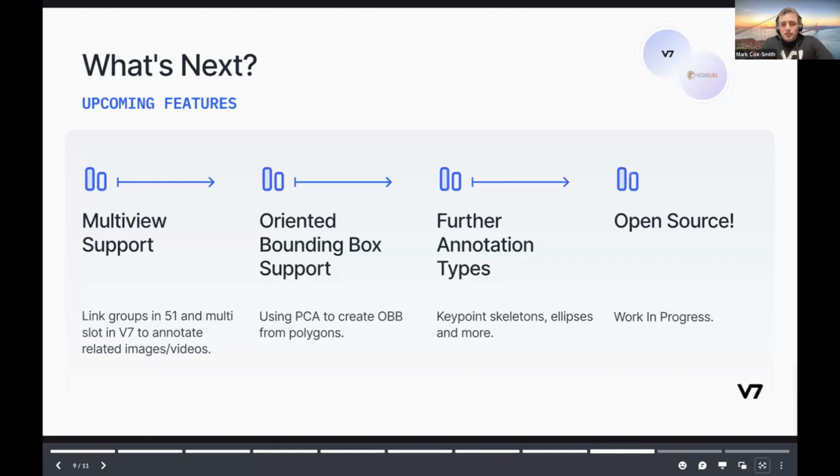Further annotation types. So at the moment, supporting object detection, instance segmentation, and key points as well, and we'll have key point skeletons, ellipses, and more in the future. And open sourcing everything. So at the moment, whilst I'm getting everything tied off, it is behind closed doors, unfortunately, but it will be open source. And I look forward to everyone seeing it and commenting, and yeah, any PRs are absolutely welcome.